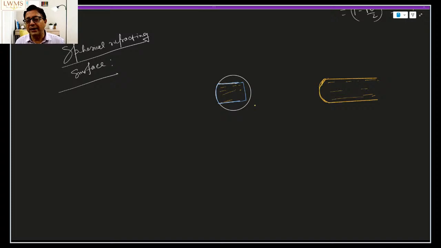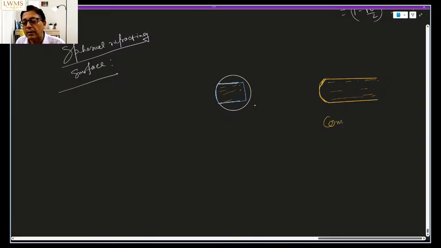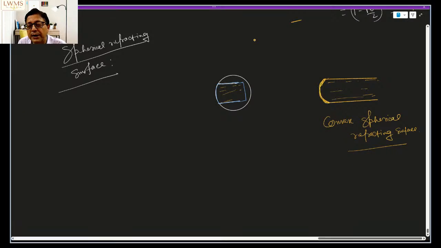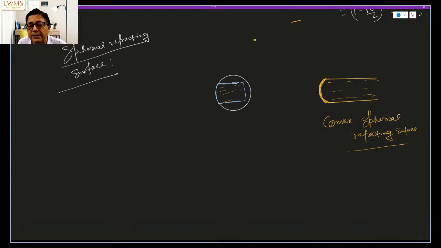And this will be named as convex spherical refracting surface. This can be referred as convex spherical refracting surface. Why? As it is convex towards the rarer medium. That's why it is a convex spherical refracting surface. From here only we can cut, or we can manufacture a surface like this also.